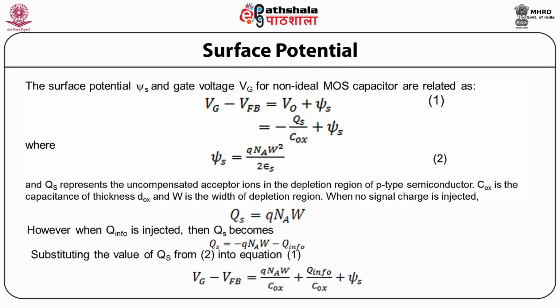C oxide is the capacitance for thickness d oxide and W is the width of depletion region. When no signal charge is injected, Qs is equal to q Na W. However, when Q info is injected, then Qs becomes minus q Na W minus Q info. So now substituting the value of Qs from equation 2, that is the equation of psi S, into the first equation, Vg minus VFB is equal to q Na W by C oxide plus Q info by C oxide plus psi S.